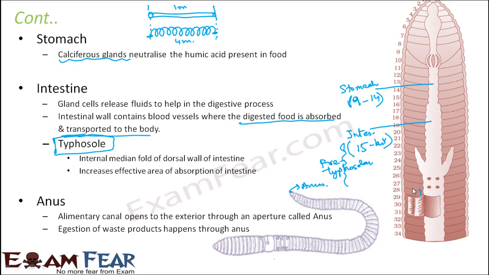So it starts with your mouth with the intake of food. It goes into the oral cavity, then to pharynx, then esophagus, then crop, gizzard, stomach. So in stomach, the acidic food is neutralized. Then it goes to intestine where digestion happens with the help of all enzymes, and then the absorption of the digested food happens with the help of blood vessels. Absorption increases due to the presence of typhlosole, and then the waste products are thrown out of the body through anus.